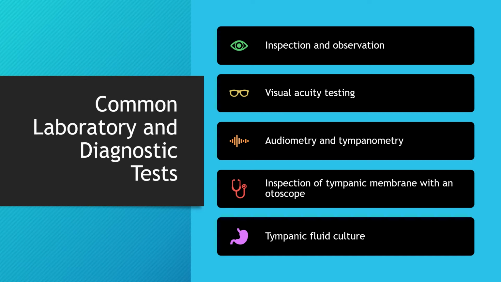So this is a device that they place in the ear, and it changes the air pressure in that ear and makes the eardrum move back and forth. And this helps determine the extent of any effusion of that middle ear and just how much fluid may be present. Inspection of tympanic membrane with an otoscope. Again, that's done by that advanced provider.